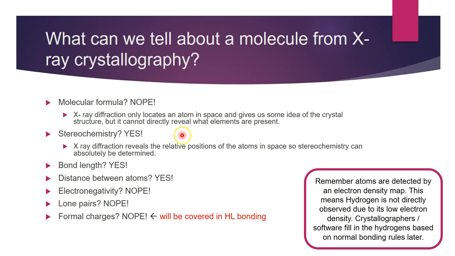It will tell us stereochemistry and bond length, therefore the distance between atoms. It tells us nothing, however, about the presence of lone pairs or electronegativity, and doesn't give us any information on the formal charge. And formal charge we'll talk more about when we do HL bonding. Okay, so this is a particularly important thing to remember, in that because it's an electron density map, hydrogen doesn't have a large electron cloud, so it's not detected, and crystallographers therefore put that in afterwards.